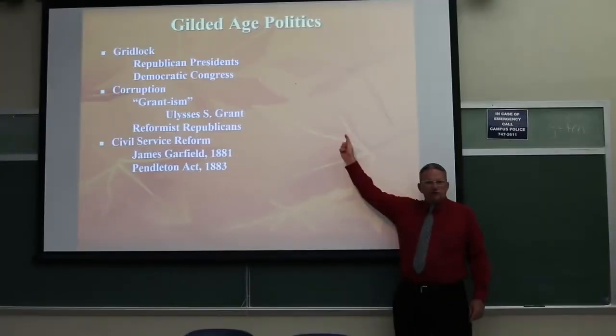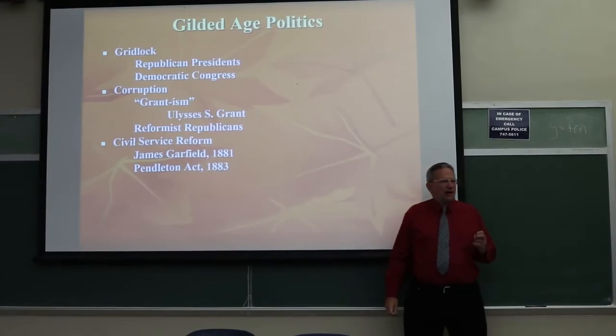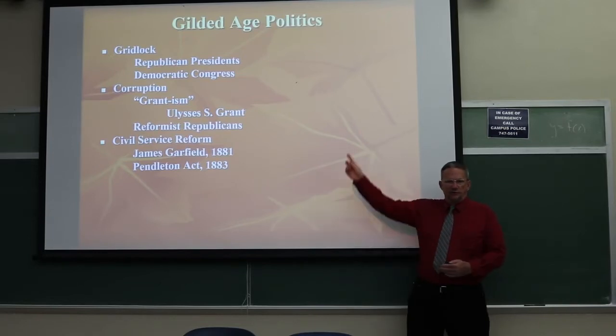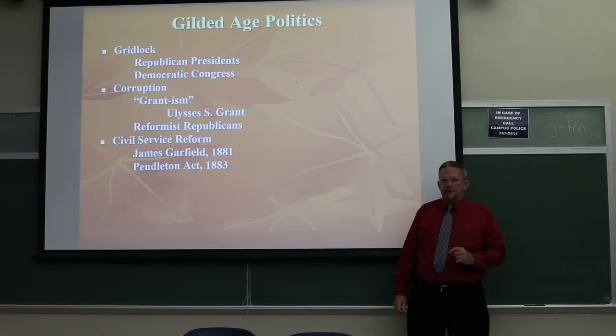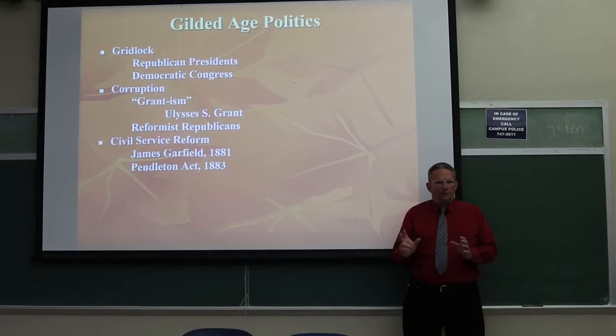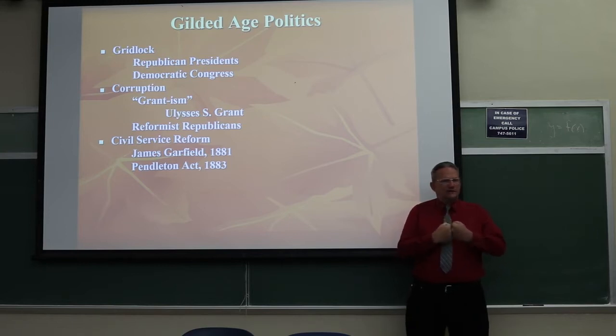Politically, in Washington, D.C., the federal government was characterized by what today they call gridlock. That's a contemporary term. The word did not exist then, but the characteristics were there. Gridlock occurs when you have the president from one party and the Congress dominated by the other party, and they butt heads against each other and nothing gets done.